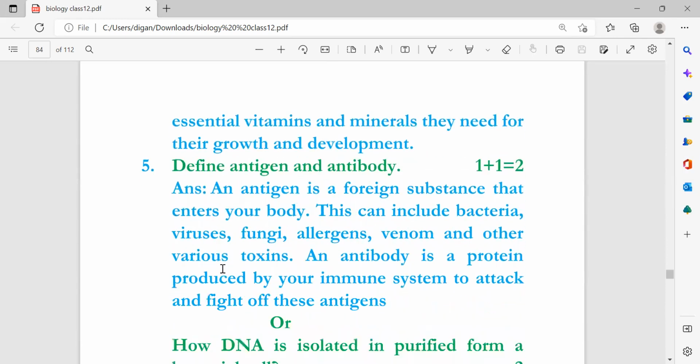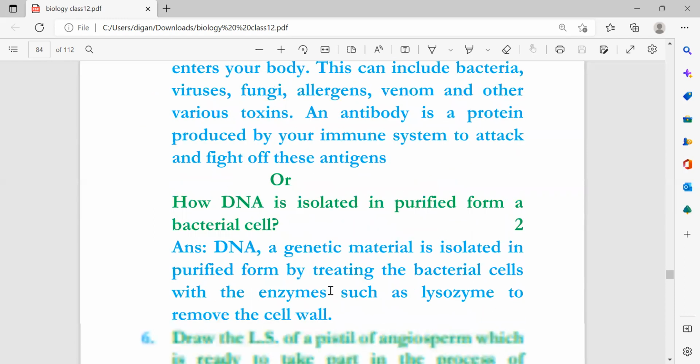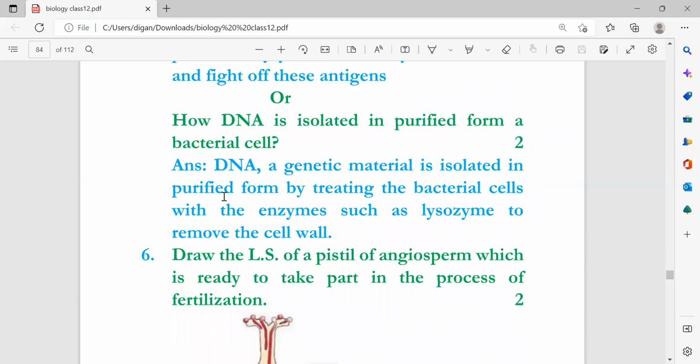Next question, which carries 2 marks. Define antigen and antibody. An antigen is a foreign substance that enters your body, and this can include bacteria, viruses, fungi, allergens, venom, and various other toxins. An antibody is a protein produced by your immune system to attack and fight off these antigens. Antigens are foreign particles, and antibodies are produced in our body. How is DNA isolated in purified form from a bacterial cell? DNA, the genetic material, is isolated in purified form by treating the bacterial cell with an enzyme. The name of the enzyme is important, that is lysozyme, which removes the cell wall.